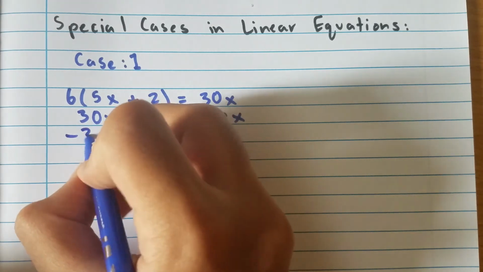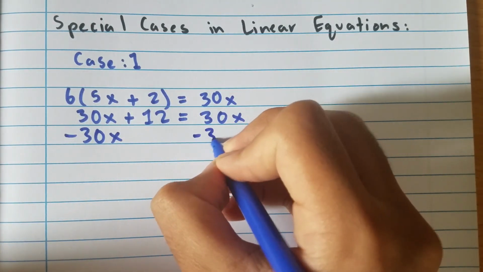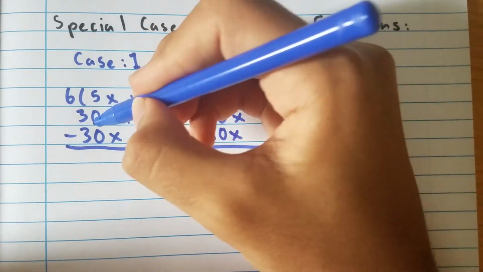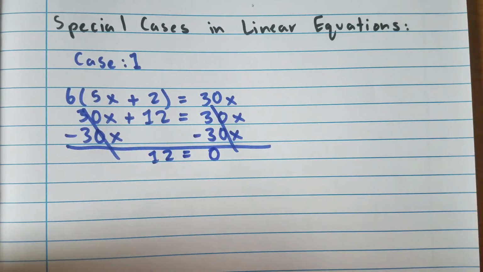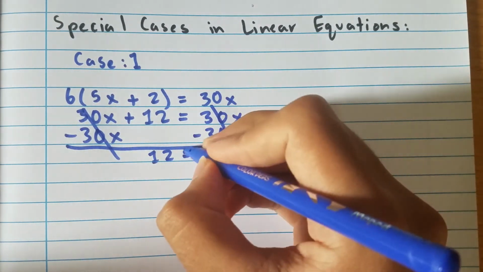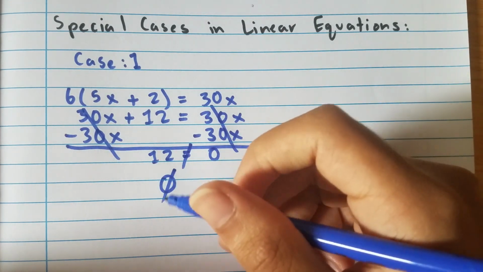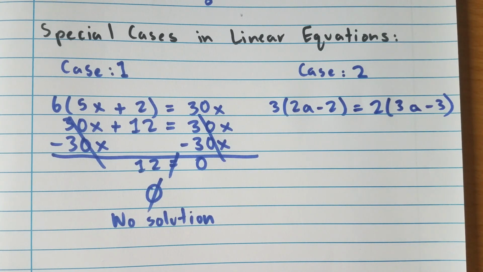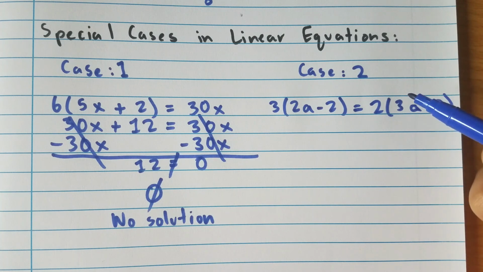When we subtract 30x from this side to move all the x's to the right side of the equation, we completely eliminate all of the x's on both sides of the equation. And when we do that, we get 12 equals 0. And this is not true, so there is no solution. And this is a sign for saying there's no solution. So we know that one of the cases is when an equation arrives at no solution. Now let's look at case 2.